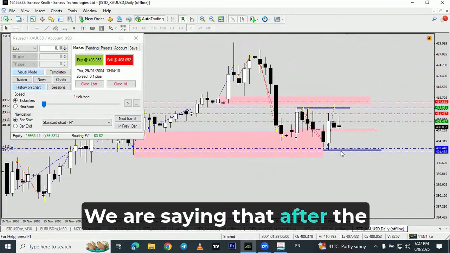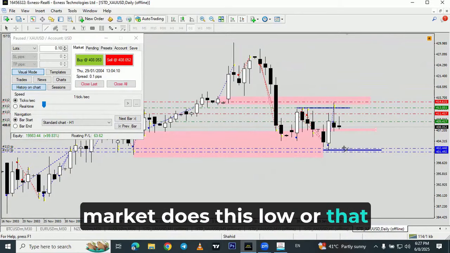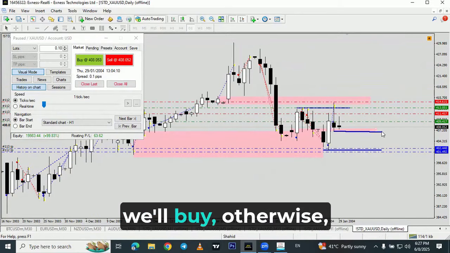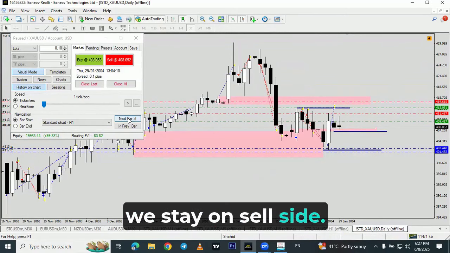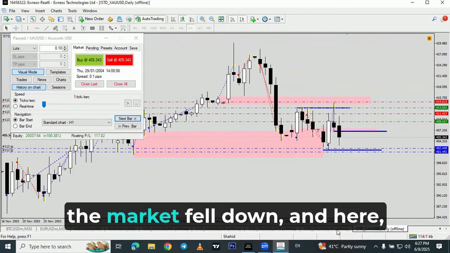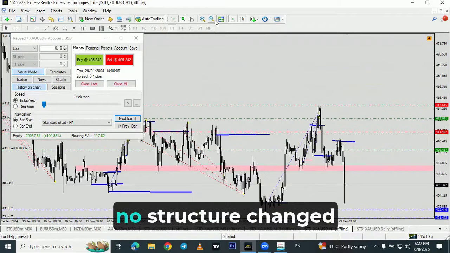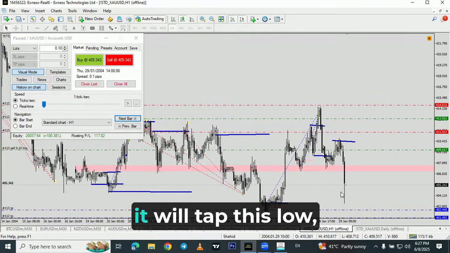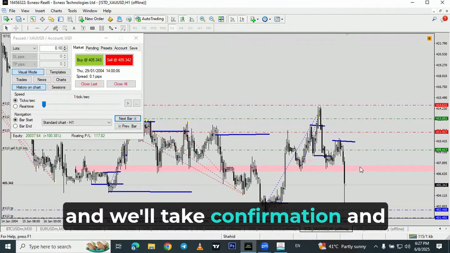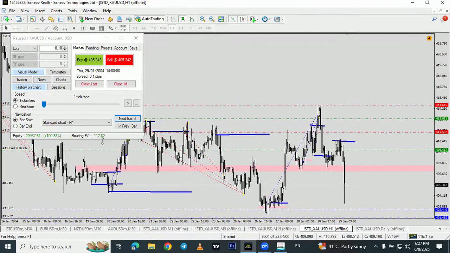We are saying that after the market does this low or that low, if the structure changes, we'll buy. Otherwise, we stay on sell side. See, the market fell down. And here the previous day's low, no structure change for bullish. No structure is sitting for bullish. So it will tap this low and we'll take confirmation and come to sell side below.